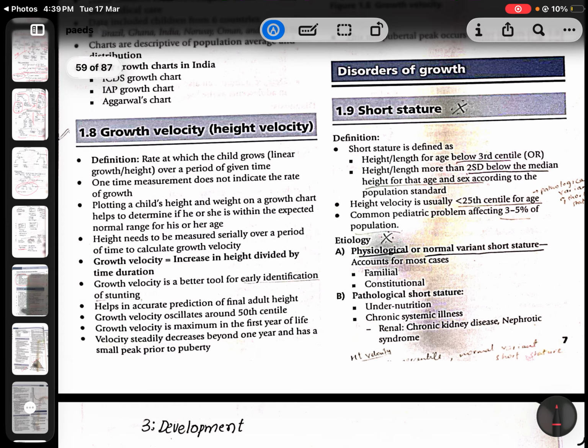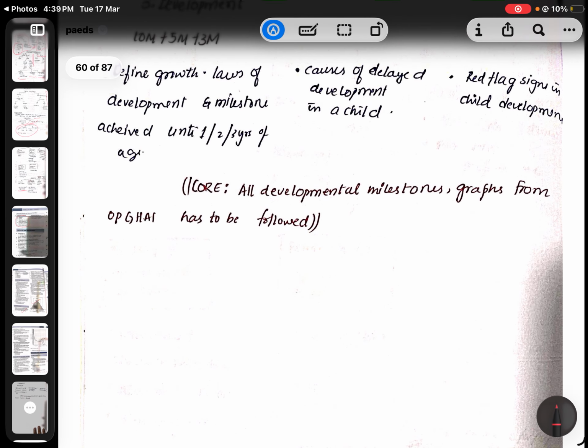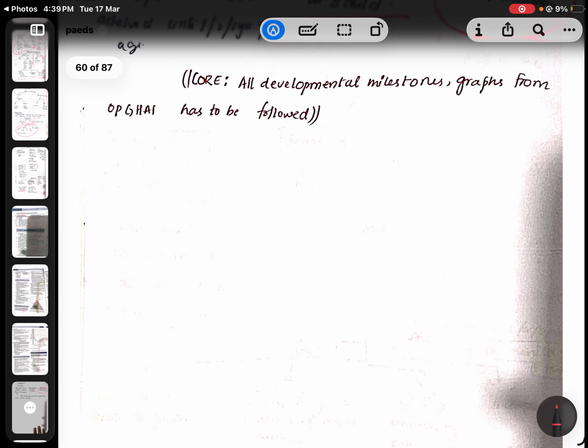Short stature, I think I've discussed. Growth velocity is one question, so I just mentioned that. Okay. Development, again, you should know all 4 domains of development, that is language, gross motor, and fine motor, and so on. Then you have to study the red flag signs in child development and the causes of delayed development. Okay, define growth and all these things. Again, you can start from the important things. Okay.